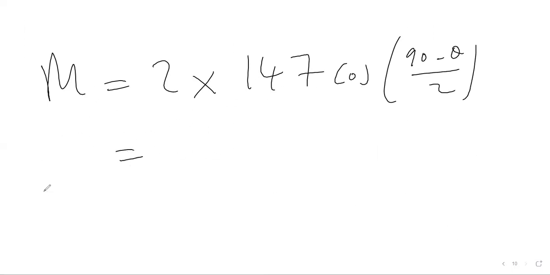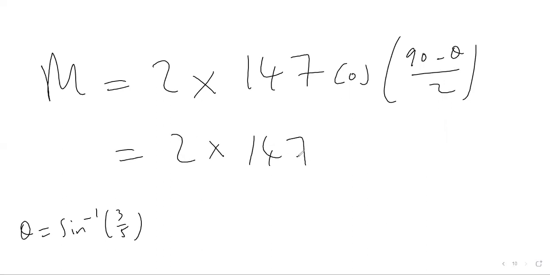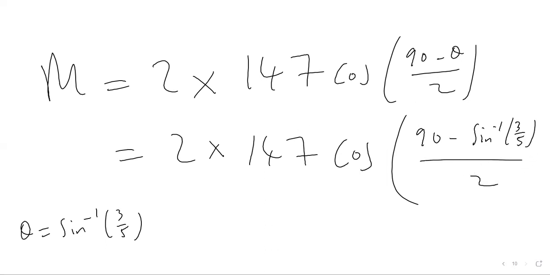So we know that theta is equal to sin inverse of 3 over 5, so we can plug that into our formula. 2 times 147 cos of (90 minus sin inverse 3 over 5). Obviously, just make sure your calculator's in degree mode with this. So we're going to plug this all into the calculator. First of all, sin inverse of 3 over 5. Let me change it to degrees.